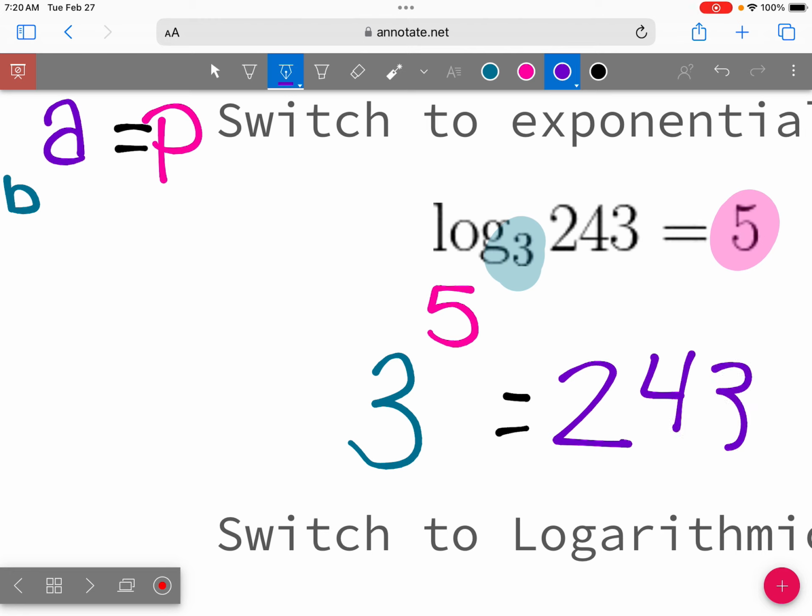All right, we got our 243. That's how we convert it around. We didn't have to do any calculations. It's just moving the stuff.